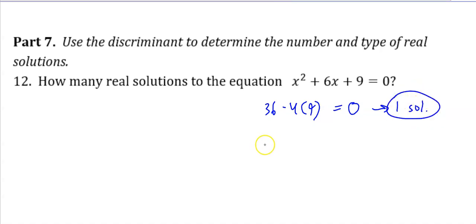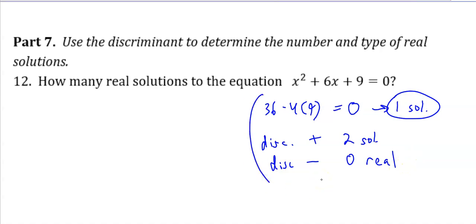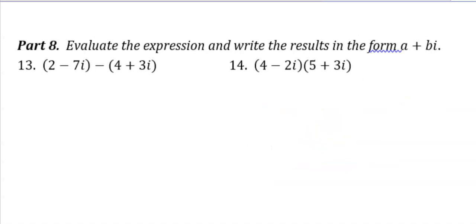By the way, if the discriminant was positive, you would have 2 real solutions. If the discriminant was negative, you would have 0 real solutions, you'd have some imaginary solutions. So those are the three cases you have to know. Of course, when it's positive, if it's a perfect square, they're going to be rational solutions. If it's not, it's going to be irrational.